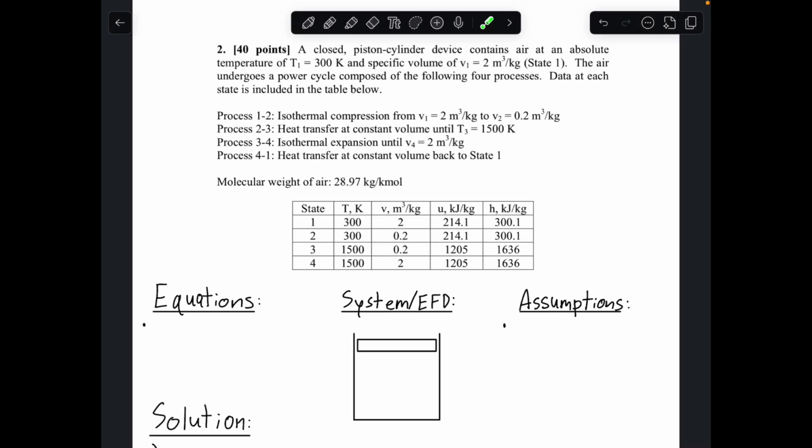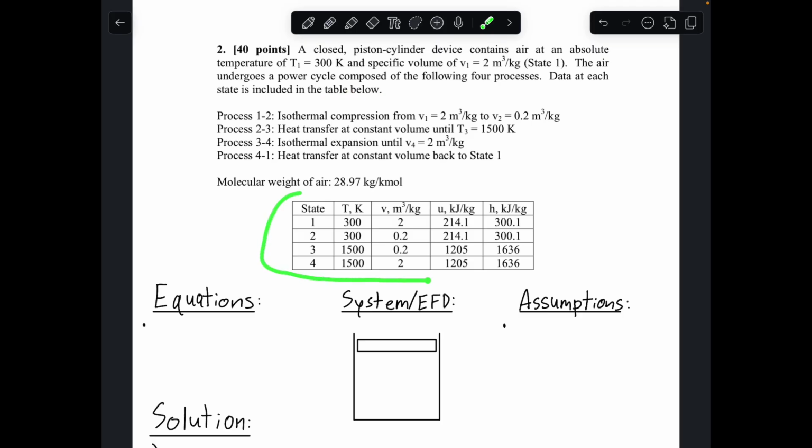Okay, for problem 2, we have a closed piston cylinder device containing air at an absolute temperature of T1 equals 300 Kelvin and specific volume V1 equals 2 meters cubed per kilogram. The air undergoes a power cycle composed of the following 4 processes, and data at each state is included in the table below. So isn't that nice of them?